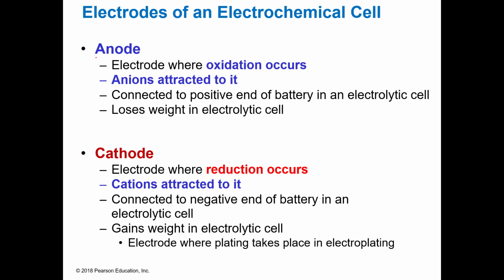All right, you have an anode. If you have some idea about whether an anode or a cathode is positive or negative, just throw it away. What you need to remember is the anode is where oxidation occurs, an ox. We know how to figure that out from the last section. Anions are going to be attracted to it. And so in an electrolytic cell, it's connected to the positive end, because the positive is going to pull those anions towards it.